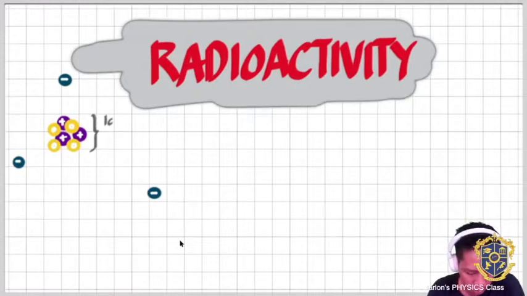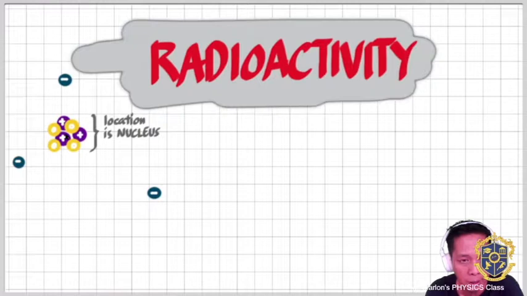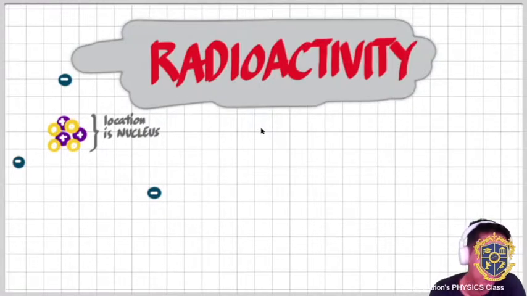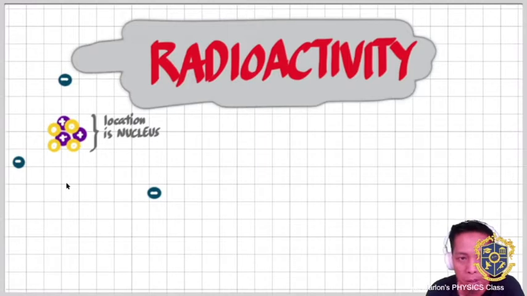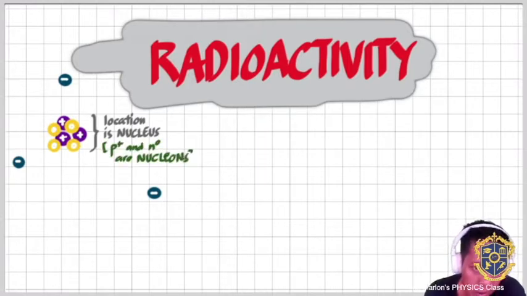Just for a recall, this location, where you can find the protons and neutrons, is called the nucleus. The nucleus is not a physical entity. It is just a location where you can find these kinds of subatomic particles. Protons and neutrons can be found there, and that is also why collectively protons and neutrons are referred to as nucleons, because they can be found in the nucleus.